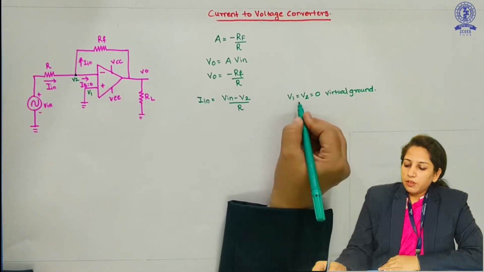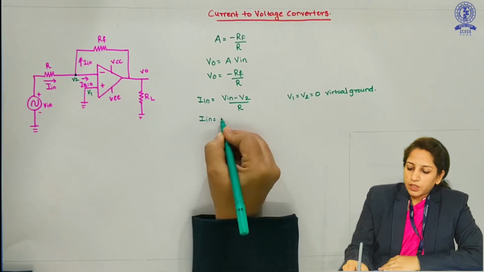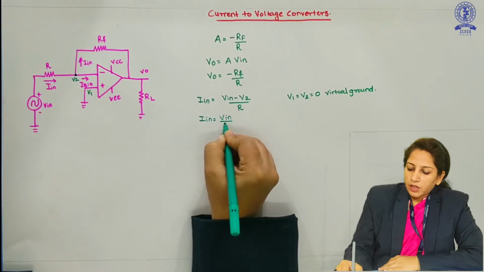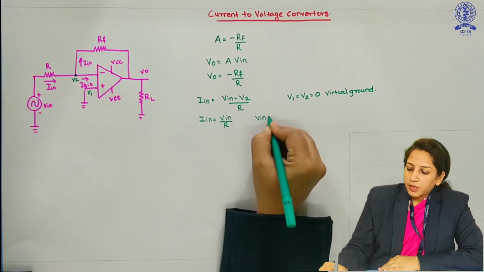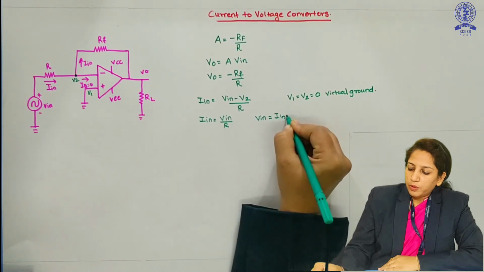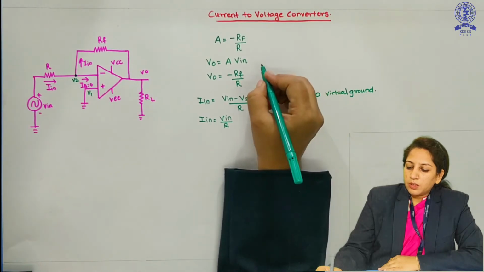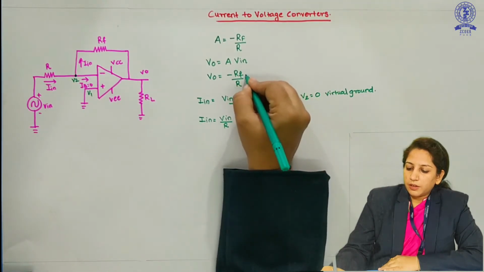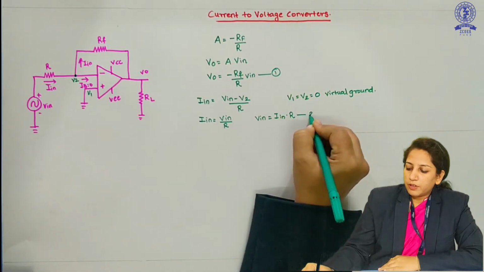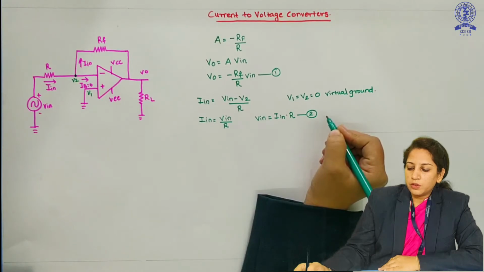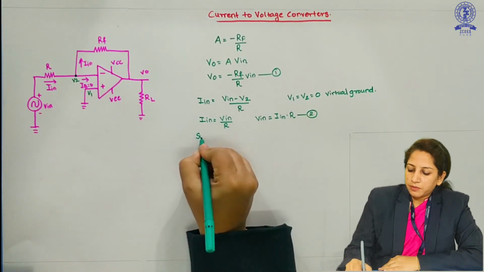Now I will substitute this value, so I in is equal to V in upon R, and then V in will be equal to I in into this resistance R. Suppose I have considered the first as equation 1 and this as equation 2. So now I will substitute the V in value of equation 2 into equation 1.